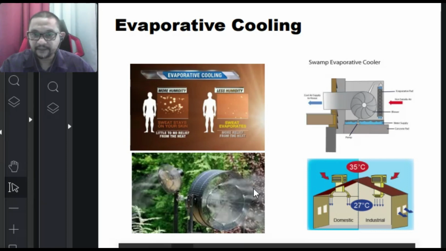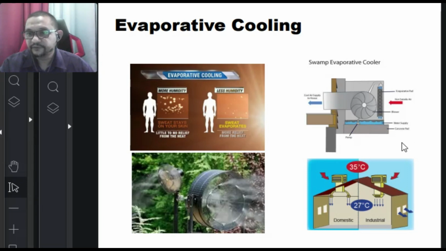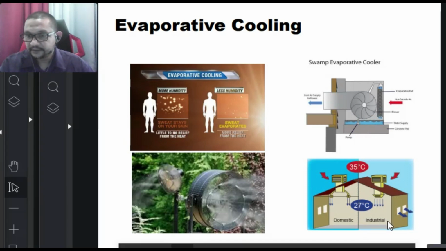So these are some of the devices that create evaporative cooling. This one, an evaporative cooler, has a cool spray: it pumps water and sprays it onto the fan or cooler. Domestic and industrial versions also exist, which means we use water to evaporate into the airstream.